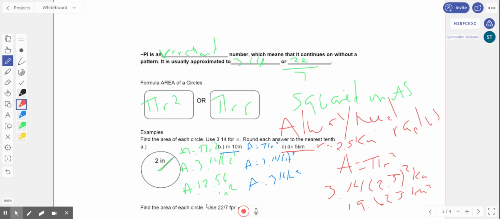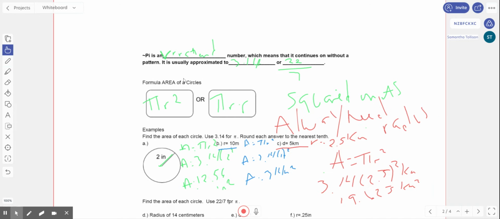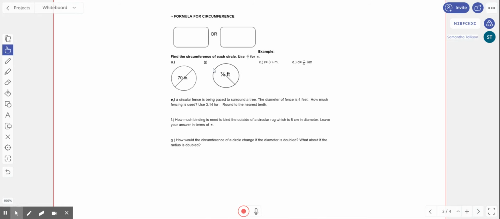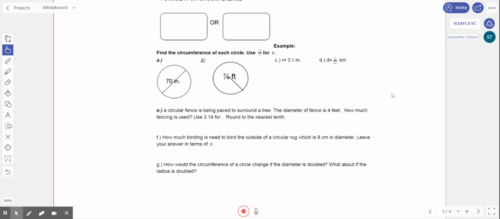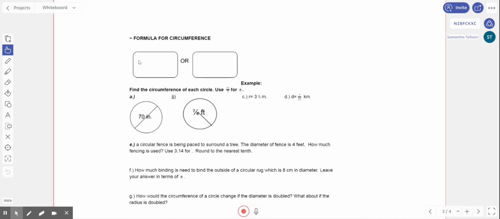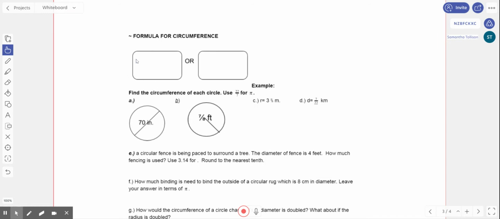Now the second part of these notes, you're doing the same thing, but you're going to be using 22/7 for pi. So we're not going to spend the time doing that today, but just understand that you can use 22/7 for that as well. Okay, now circumference. Circumference, again, is the distance around, so area is the space in between, and circumference is the distance around our objects.